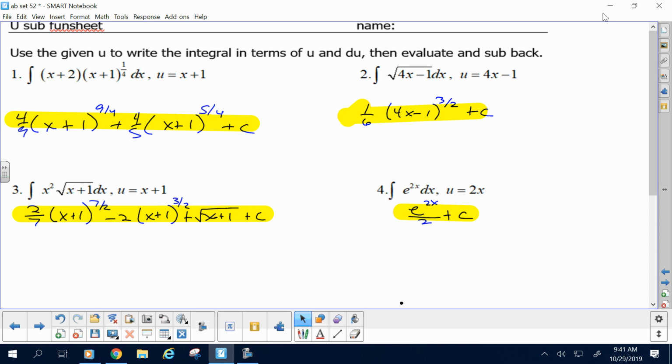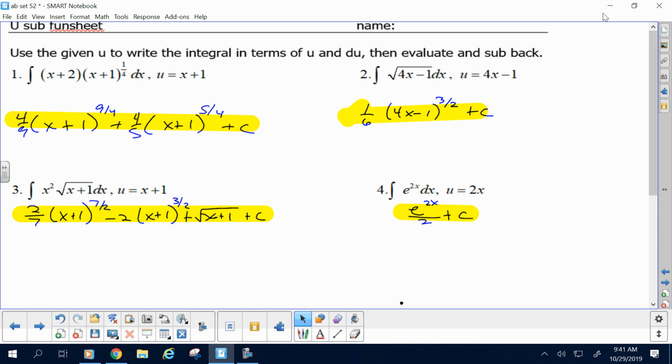Obviously this does not include my work, so if you didn't do this, if you have a blank piece of paper and you're just writing this stuff down, you're wasting your time. Number 2, 1/6 of (4x minus 1) to the 3/2 plus c. If you have something slightly different, let me know.